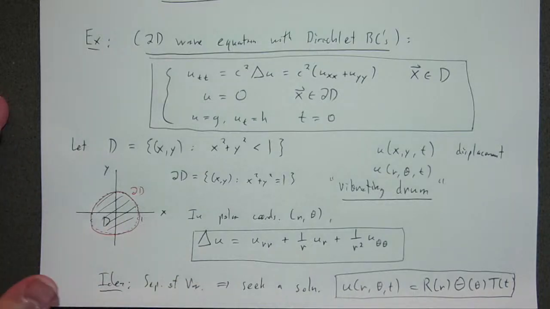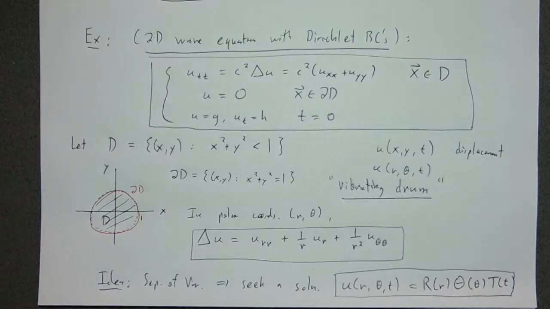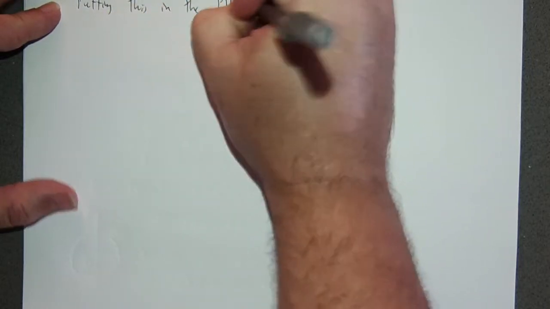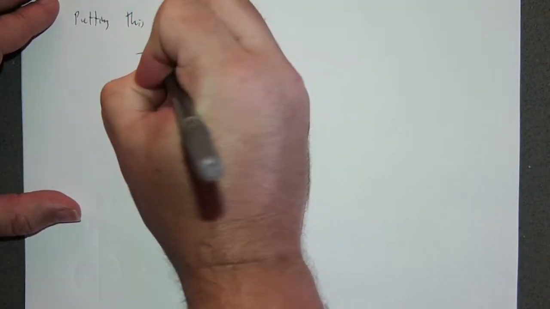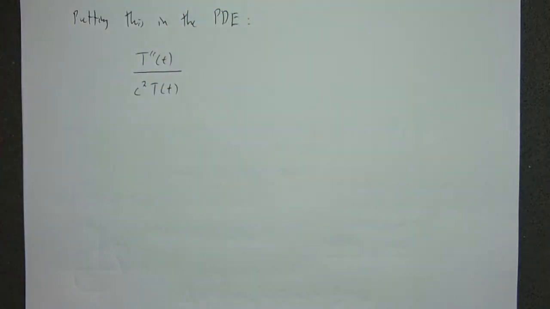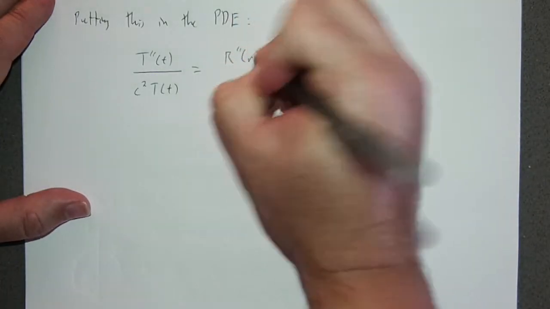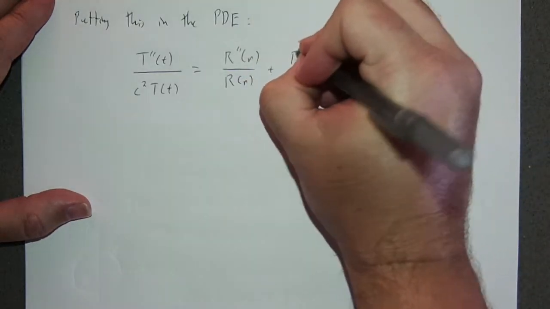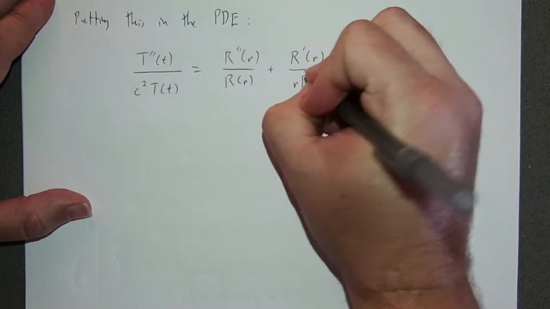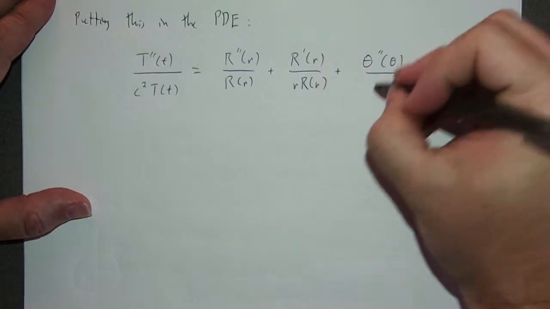If I put this into, by now anyway, we've done this enough times. So if we put this into our PDE here, then what is the resulting expression after some algebra? Well, putting this in the PDE, what do I get? As usual, I get T double prime of t over, I'm going to put the constant on the t term as usual, c squared times T of t, is equal to, I'm going to leave the r and theta on one side here. So this is R double prime over R plus R prime over r times R plus Theta double prime over r squared Theta.